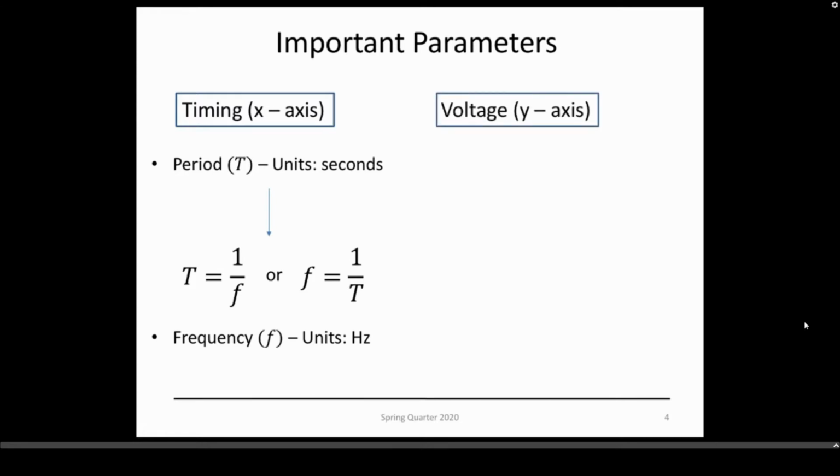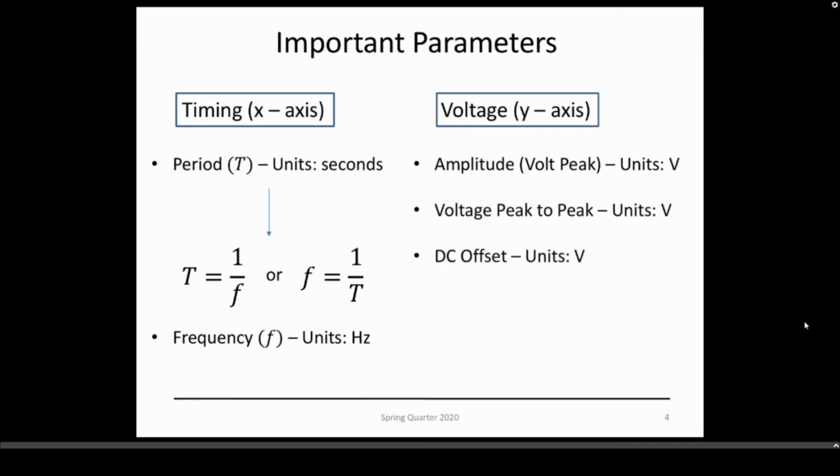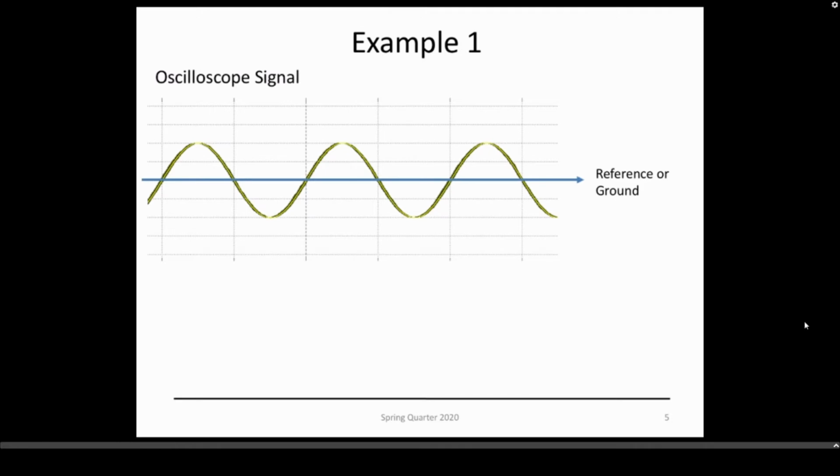You also have the y-axis, and this is where you have voltage information. Here you have amplitude, volts to peak. You have volts peak to peak. You have DC offset. You have duty cycle, which is a percentage, it's a ratio, and duty cycle only applies for square waves.